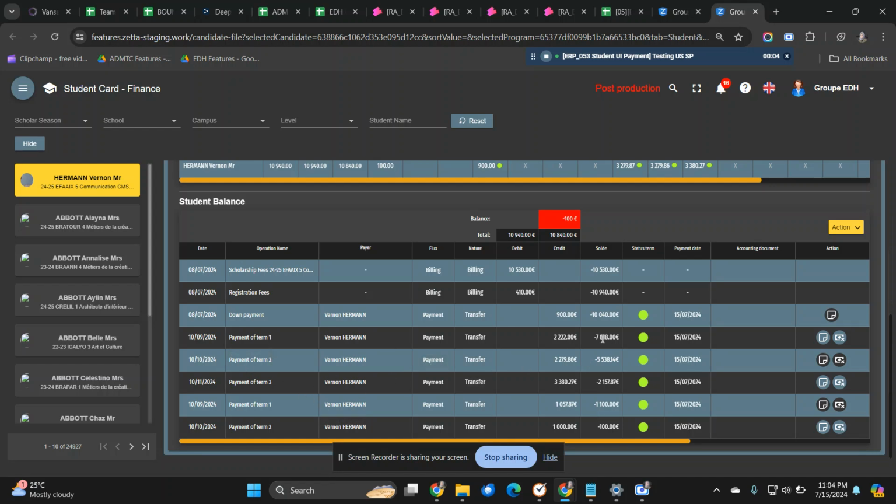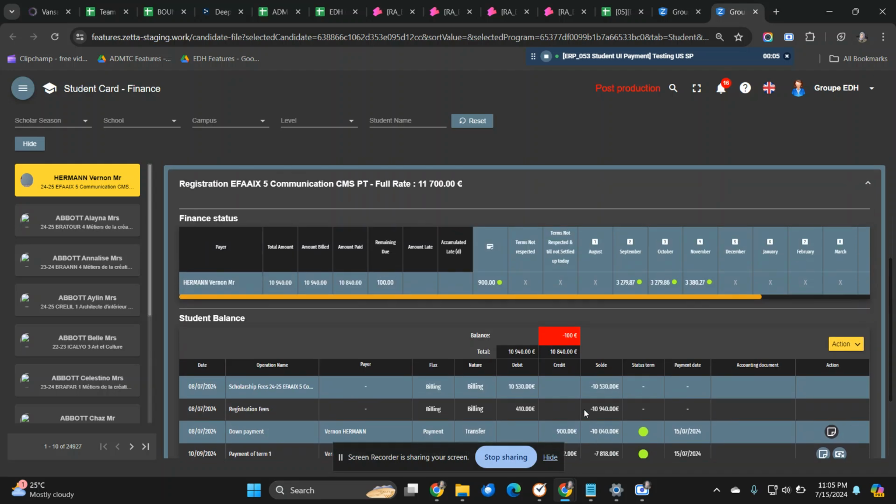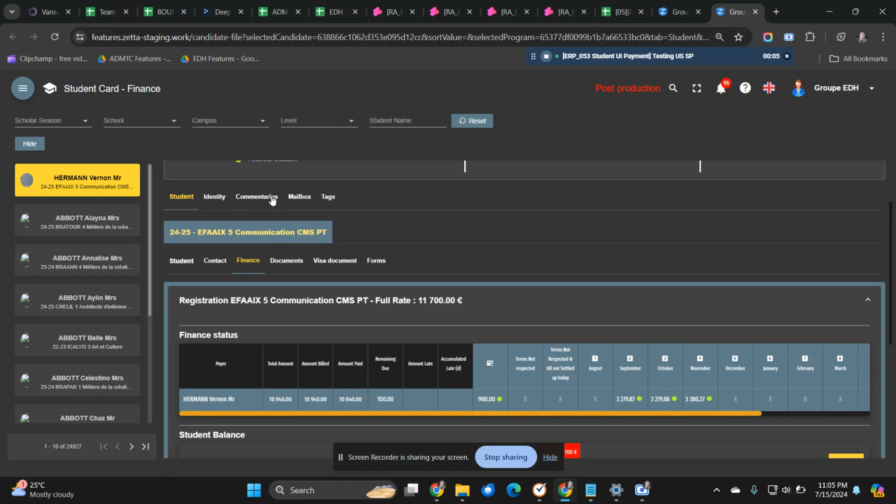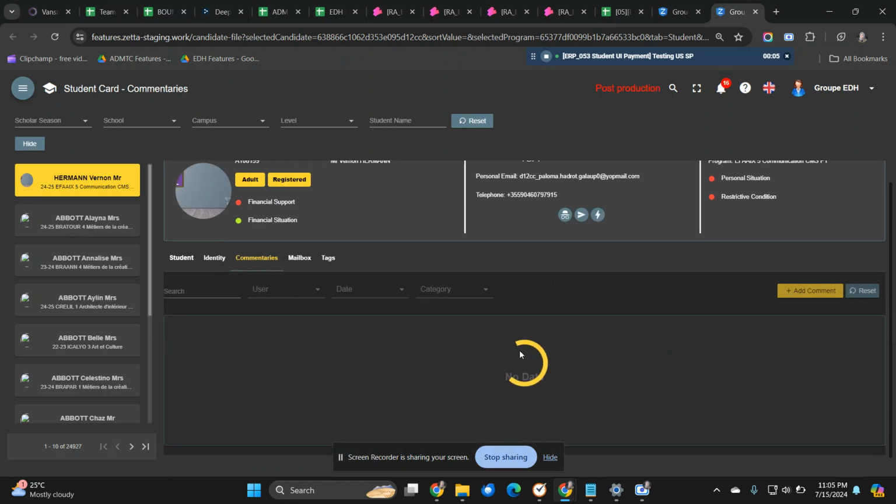I used partially paid for the first time, and the payment of term 1 is 2,222, and the payment of term 1 also is this. But when I check in the commentaries, the payment of term 1, as usually partially paid, is not recorded in the commentaries.